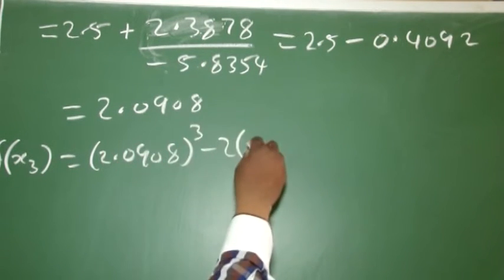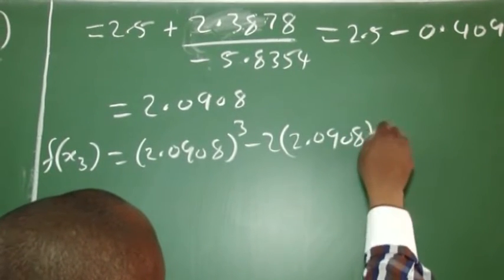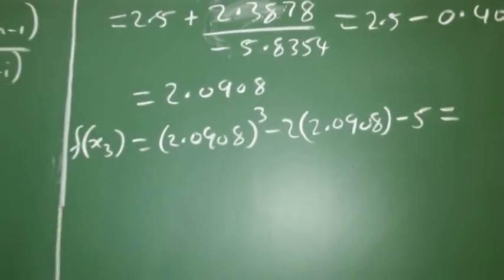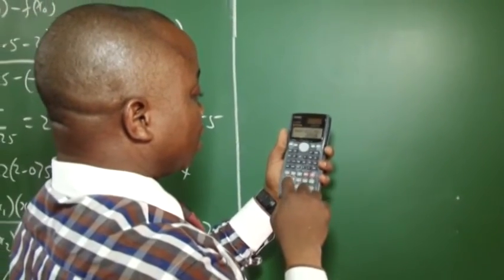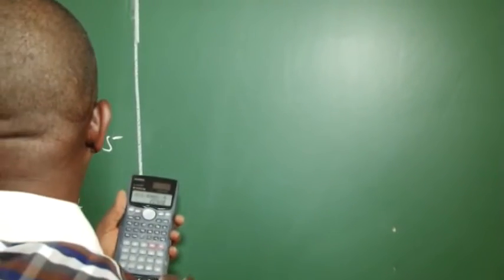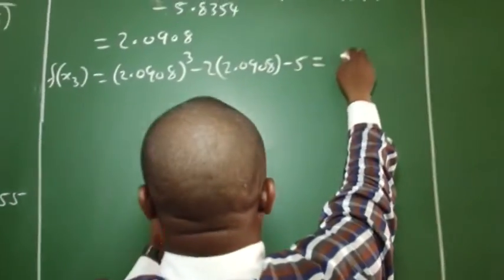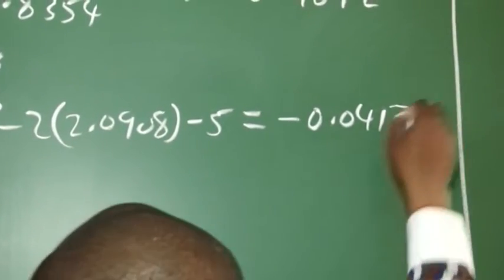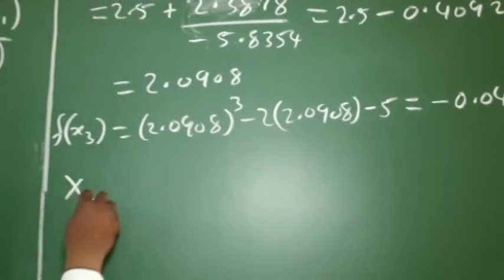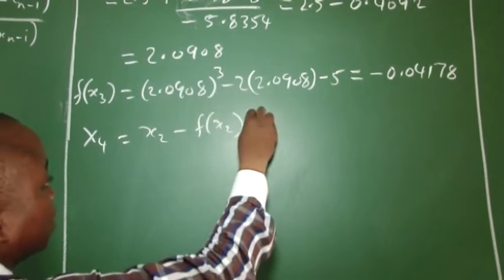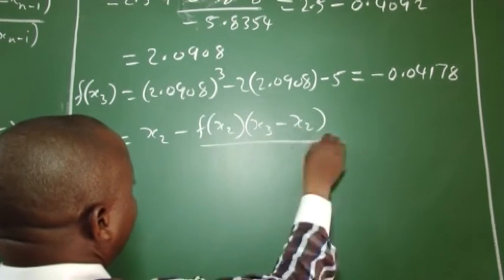Now we find f of x3, and that is 2.0908 cubed minus 2 times 2.0908 minus 5. Computation of this gives us minus 0.04178.